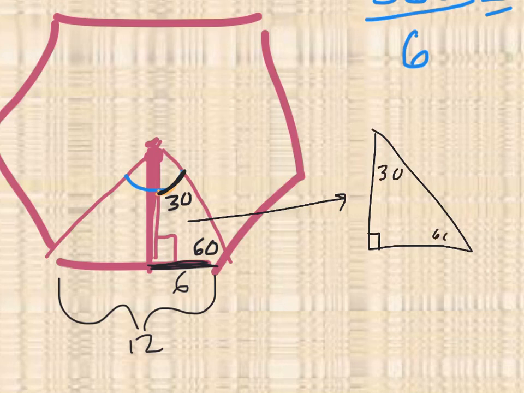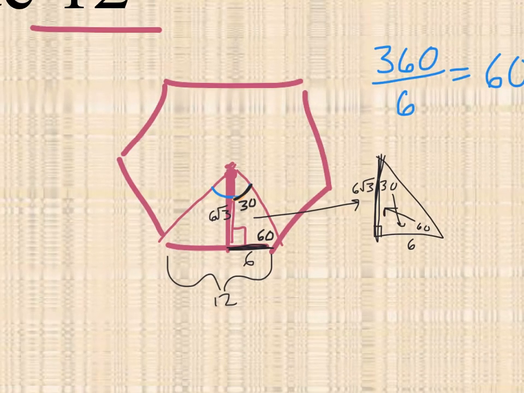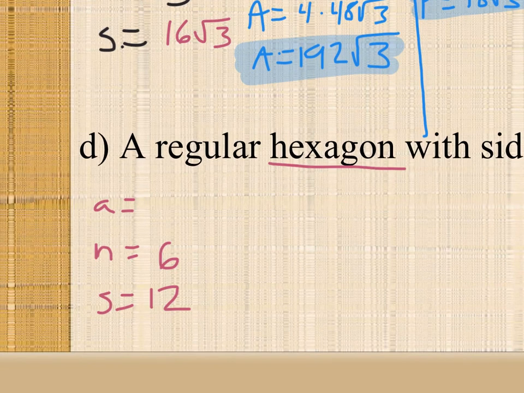30, 60, 90, this side length is 12. We need to find this height here, which we know in our 30, 60, 90, across from 30 is x, and across from 60 is x times square root 3. So all we do is multiply 6 times square root 3. So our apothem here is going to be 6 square root 3. So now we found everything, so we're just going to plug that into our formula.